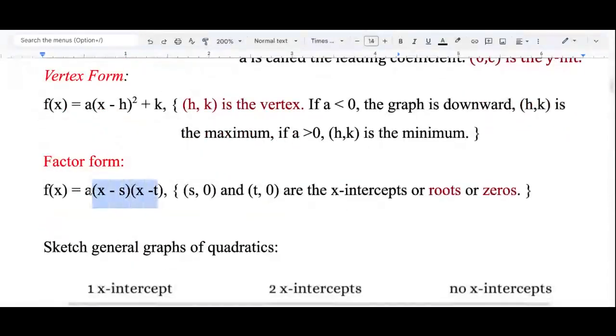For factored form, it's easy to solve for zeros. So this tells us s comma 0, t comma 0 are x-intercepts, right? Or roots, or sometimes called zeros. By using the zero property, we set this one to be 0. Using the zero property, we get x equals s, x equals t. So s comma 0, t comma 0 are two x-intercepts, or the roots of this function, or zeros of this function.